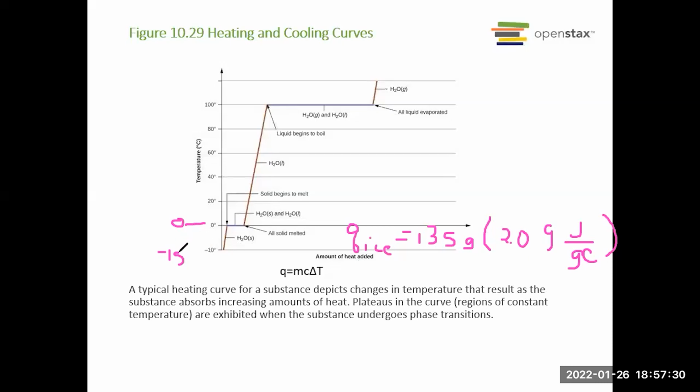And we're going from negative 15, which would be our initial temperature. So it's our T final minus our T initial, and that's going to be our delta T. So that would be a positive 15 degrees. If we do the math, what did you guys get for that?